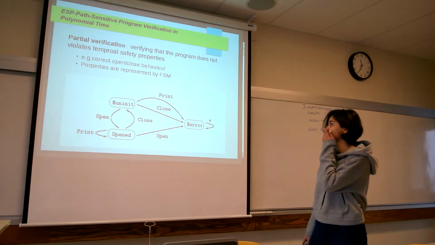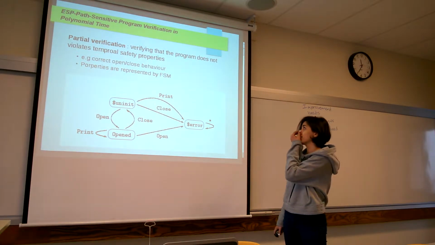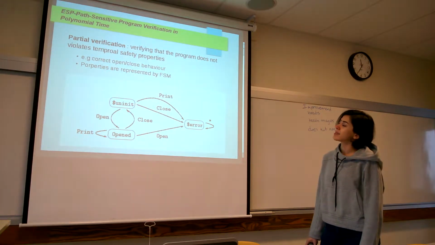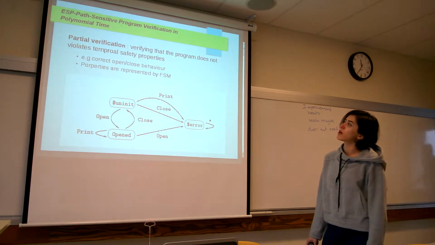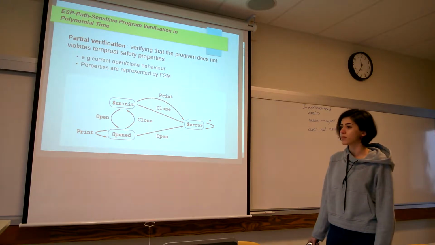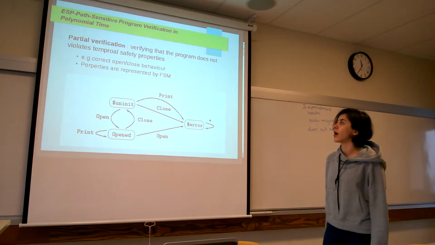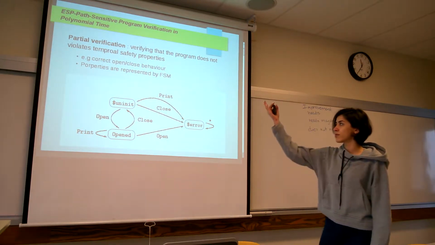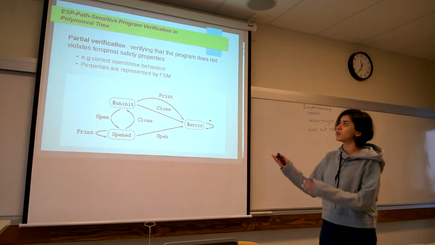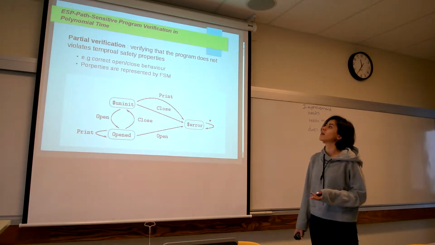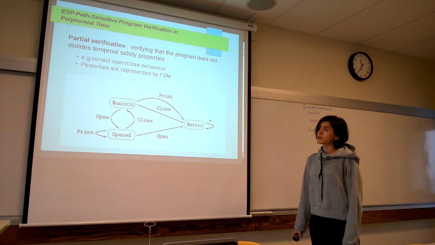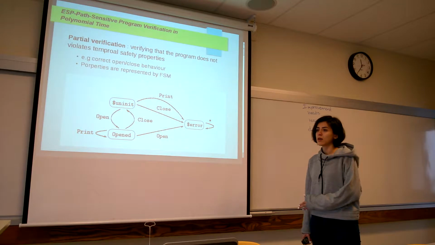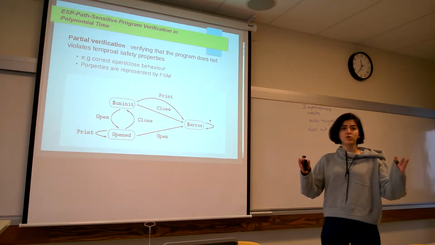So this paper presents ESP, path sensitive program verification. It presents a new approach for partial verification that runs in polynomial time and space. And so first, the definition of verification and temporal safety properties. Safety properties are a class of properties that say what should happen and what should not happen.